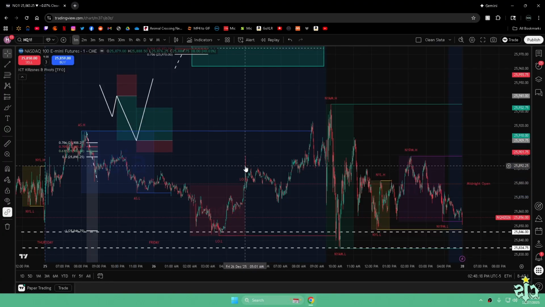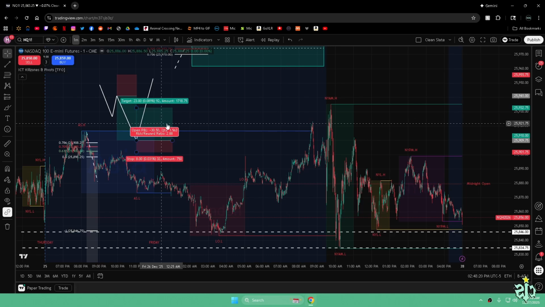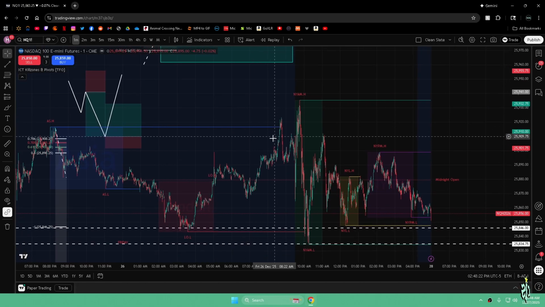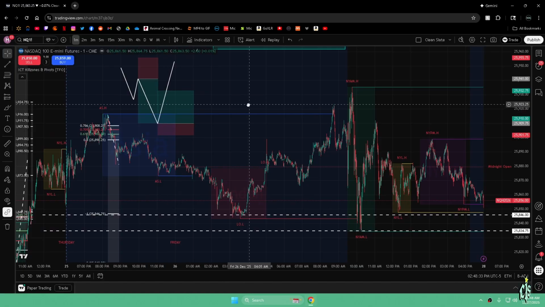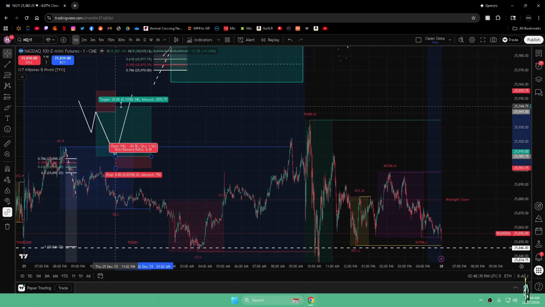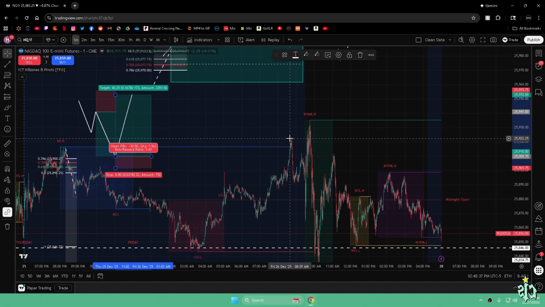Now you can get out there, or you can have a runner to buy side, which usually, in Asia and London, it'll continue where it wants to go. But you want to be safe and take the 200 ticks. But yeah, so you did take it to buy side. There you go. This is the buy side that it takes, or fake sweeps, right?